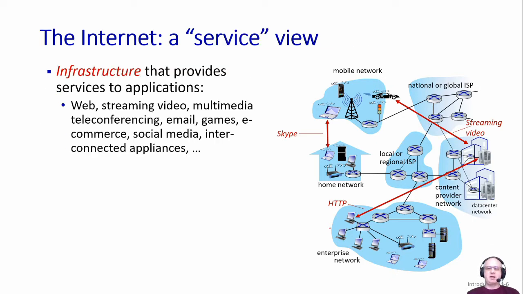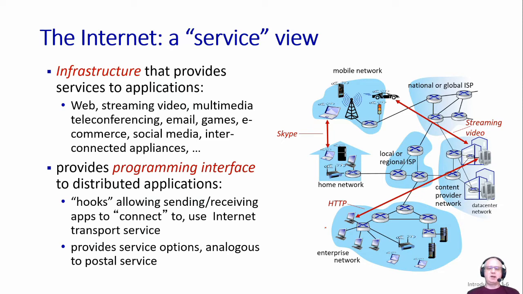We can also view the internet in terms of the services that it provides. So it's an infrastructure that provides services to applications. The examples include streaming video, the web, multimedia teleconferencing, and so on. These are really applications that are programmed to run on top of the internet. So they provide a service to users, and the internet provides a service to them that allows them to exchange the data that they need to exchange to provide their own service.